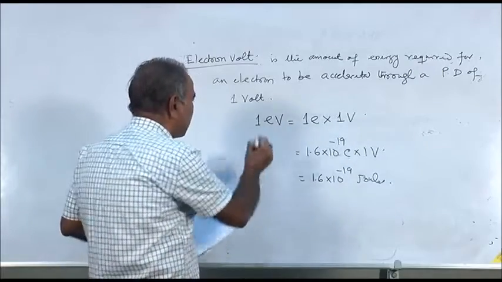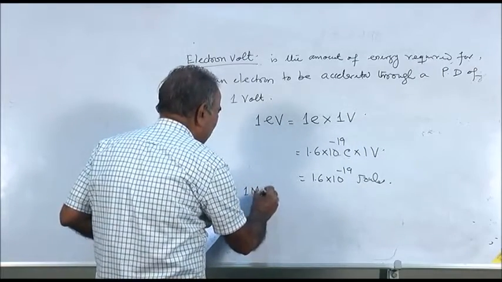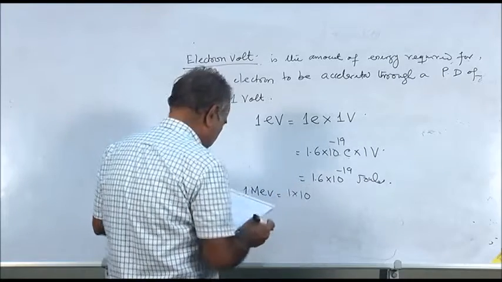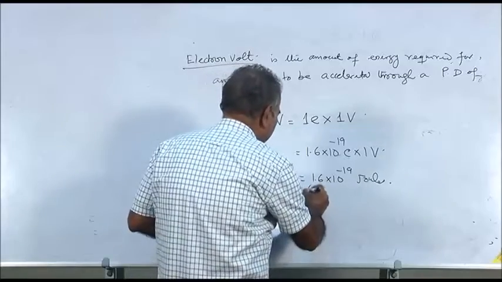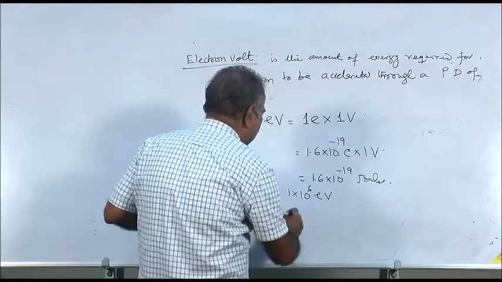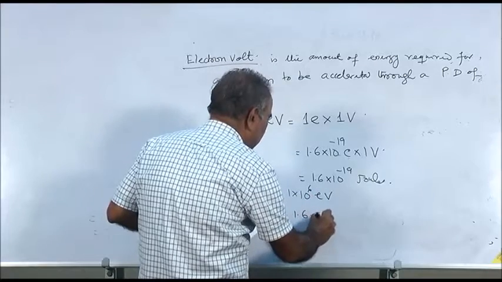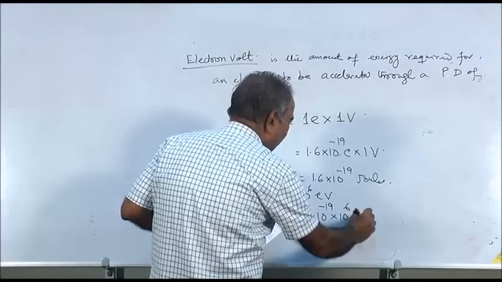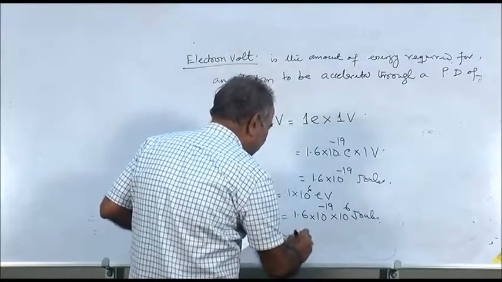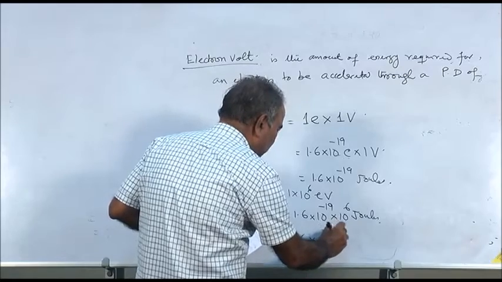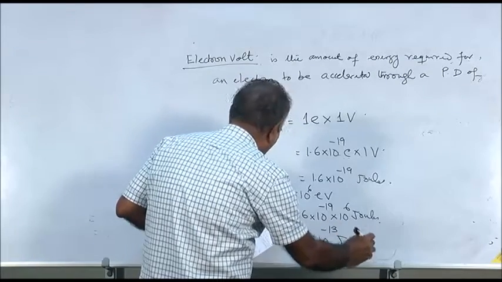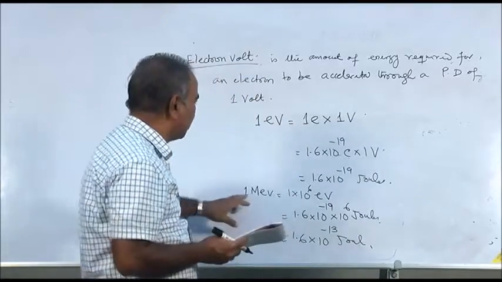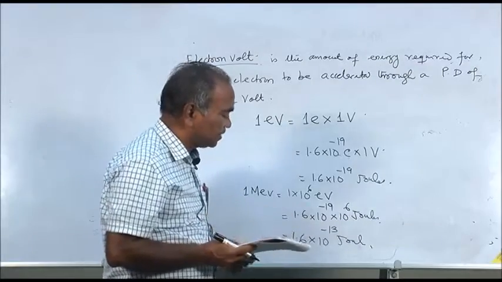And 1 MeV, bigger units are used. 1 million electron volt is equal to 1 into 10 to the power 6 electron volt, that is equal to 1.6 into 10 to the minus 19 into 10 to the 6 joules, or 1.6 into 10 to the minus 13 joules. So 1 MeV, million electron volt, is equal to 1.6 into 10 to the minus 13 joules.